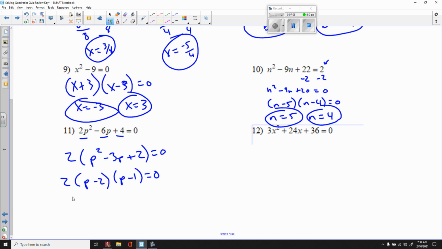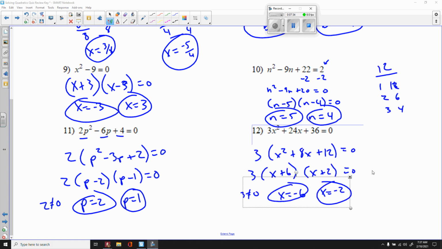So remember, 2 does not equal 0. But p should be a positive 2, p should be a positive 1. All right, so the last one, same thing happens. Make sure we can factor out a 3 out of all terms. As I see my work here in number 12, factor out a 3. My solution should be negative 6 and negative 2.